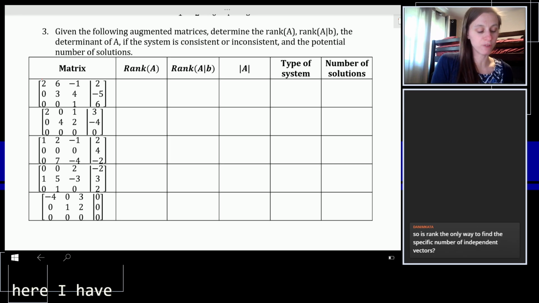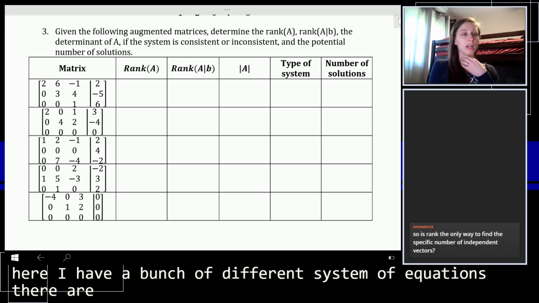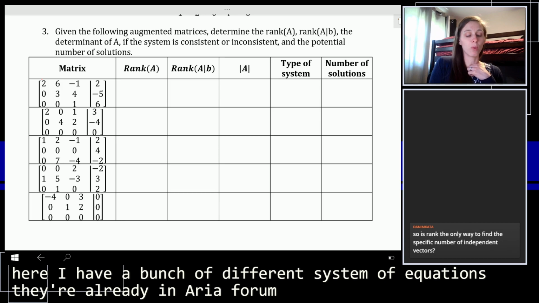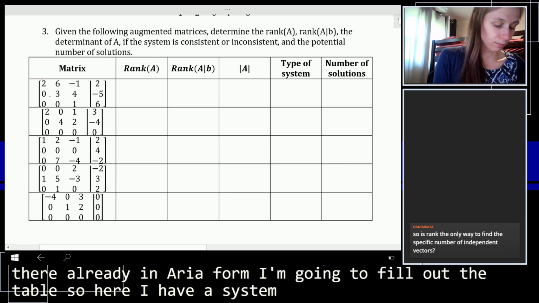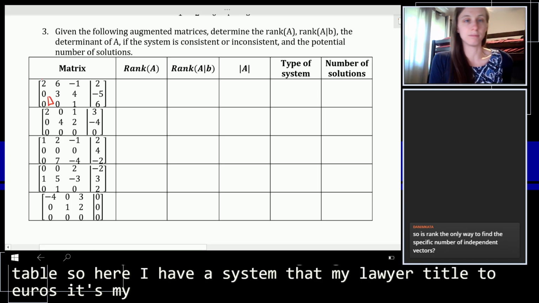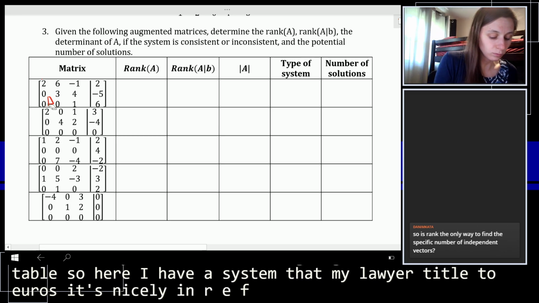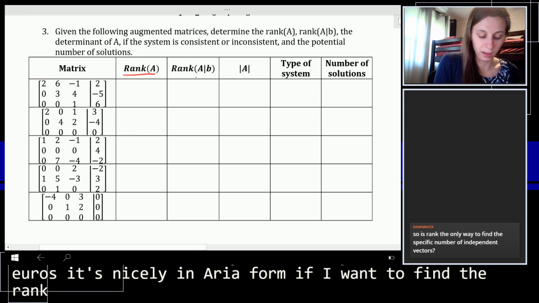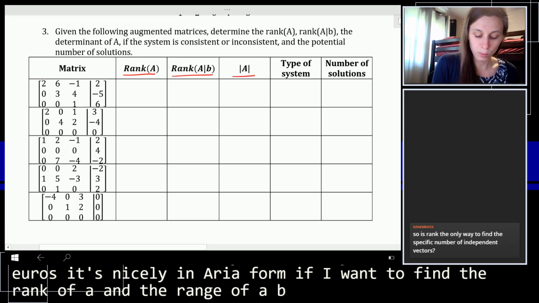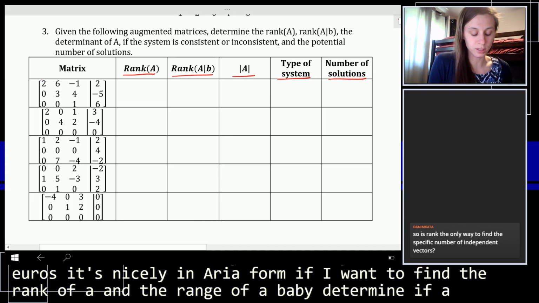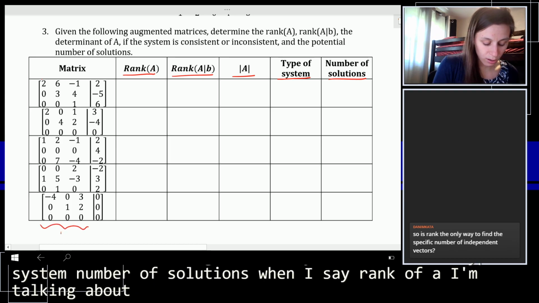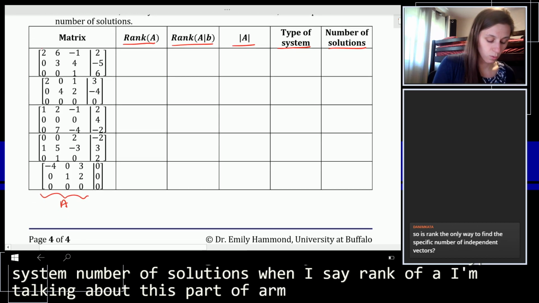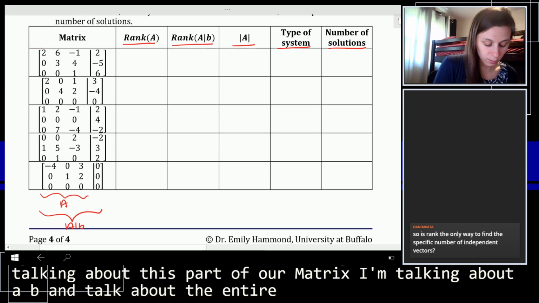So here I have a bunch of different systems of equations. They're already in REF form. And we're going to fill out this table. So here I have a system. I've got my lower triangle of zeros. It's nicely in REF form. If I want to find the rank of A and the rank of AB, determinant of A, type of system, number of solutions. When I say rank of A, I'm talking about this part of our matrix. When I'm talking about AB, I'm talking about the entire augmented matrix.